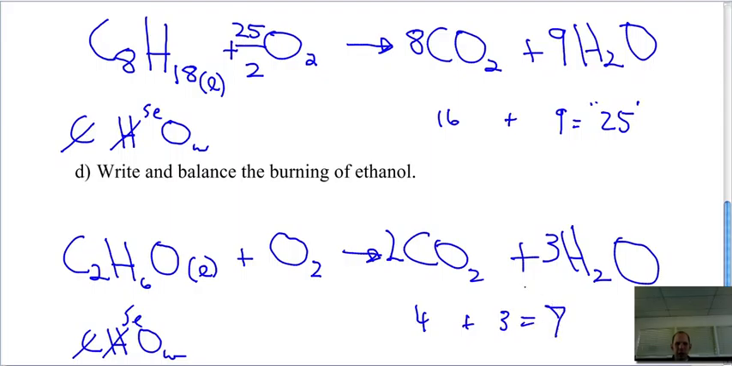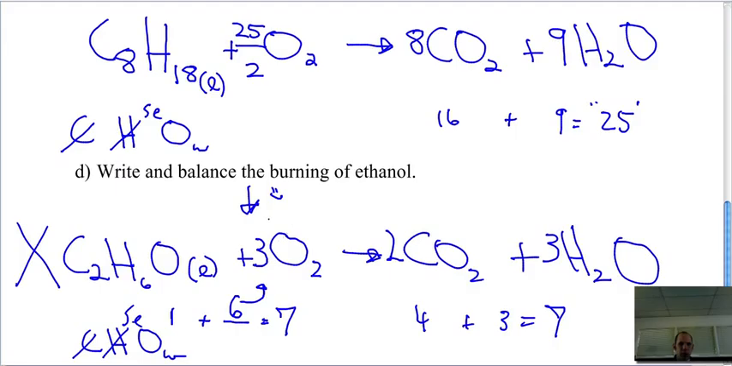Alright, now your first instinct is going to be to put 7 over 2. But remember, we already have 1 here, and we don't want to put a number in front. If we put a number in front of ethanol, it's going to change the carbons, the hydrogens, and the oxygens. So we only want to put a number here. So we already have 1 O. So 1 plus what equals 7? If we can get this to be 6 by putting a 3 here, then overall we'll have 7 because 6 plus 1 is 7. So that works perfectly.